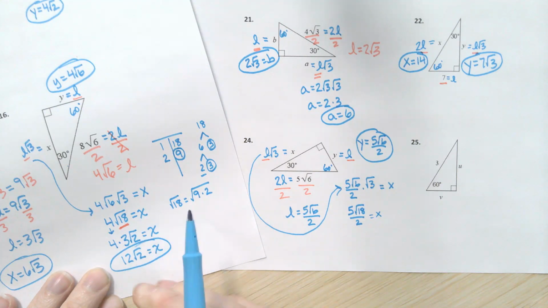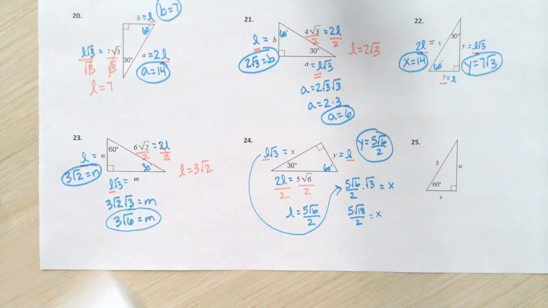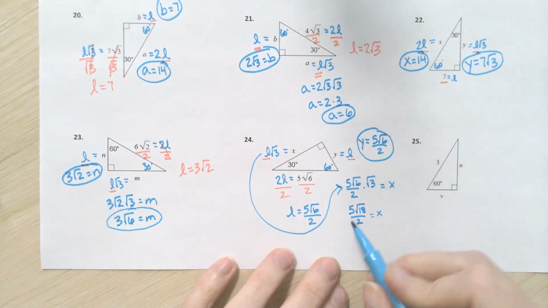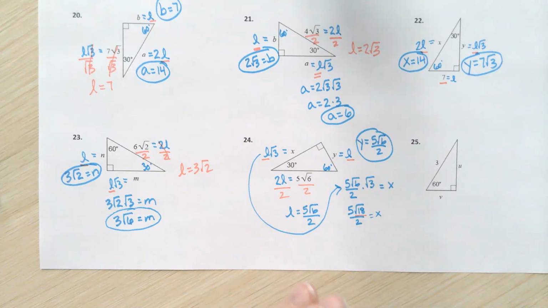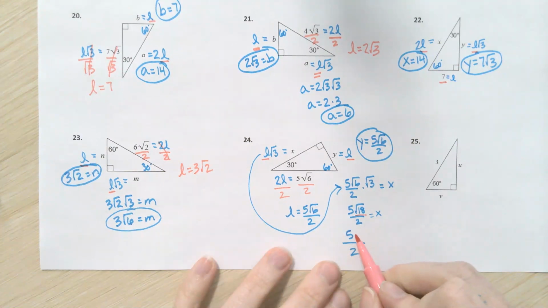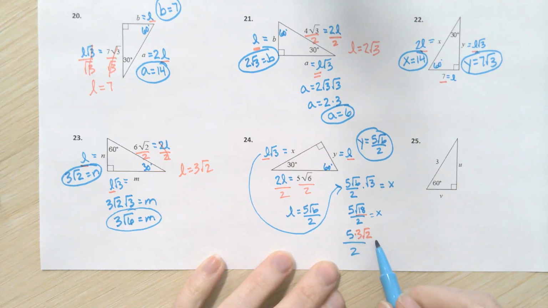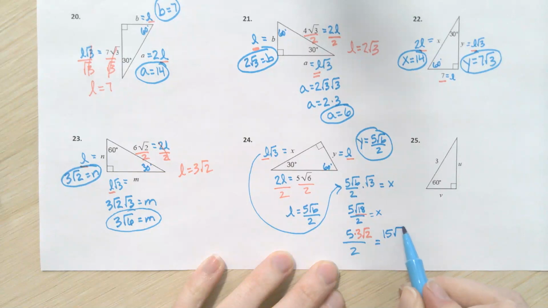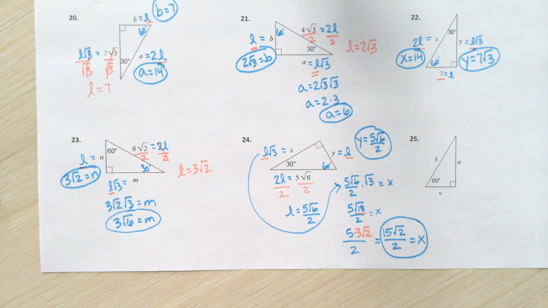But if you didn't already know that, you'd have the work to go with it, like one of these, to show how that simplifies. So this root 18 here simplifies to be a 3 root 2 in the midst of all of this other stuff. So what we want to do is simplify that numerator to be 15 root 2 over 2. That's going to be our official simplified answer for X.